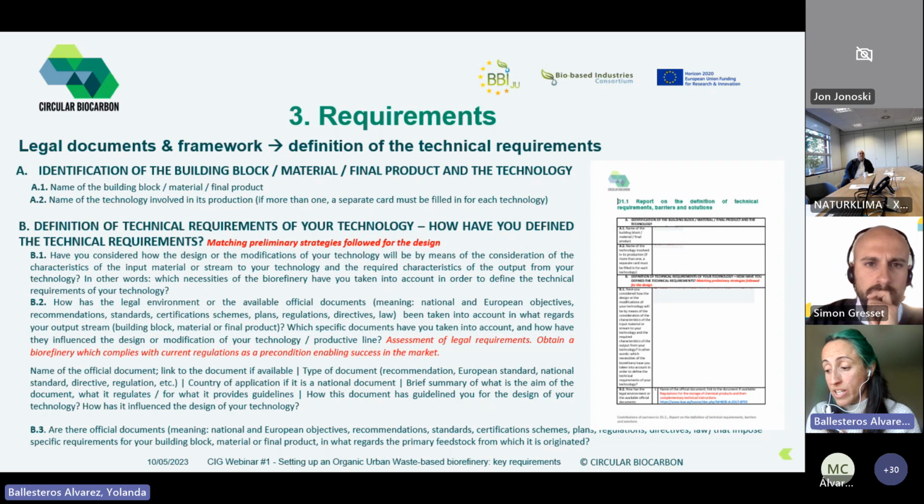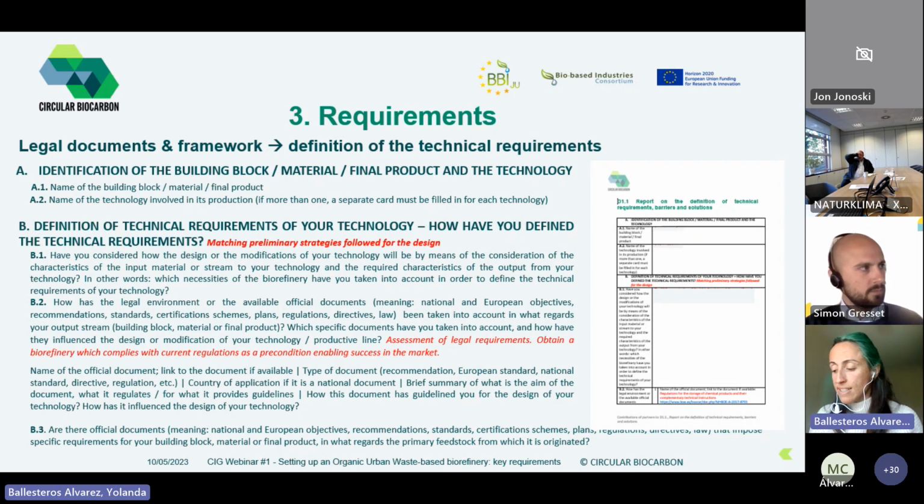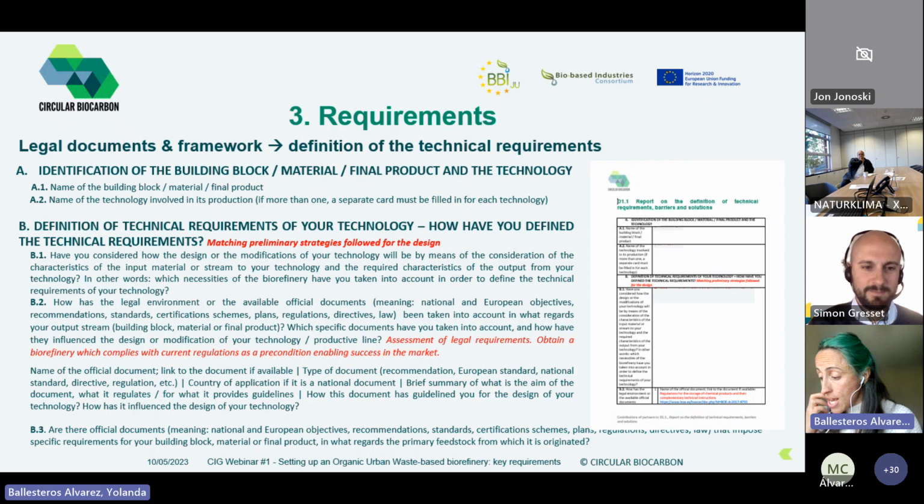But for example, as you can see, category A is only for the identification of the building block. And in category B, for example, information regarding the technical requirements from the biorefinery is assessed, in the sense of what are the characteristics of the input we have to a technology, the desirable characteristics of the output from that technology, which is in turn related to the necessary input for the next technology of the cascading process.